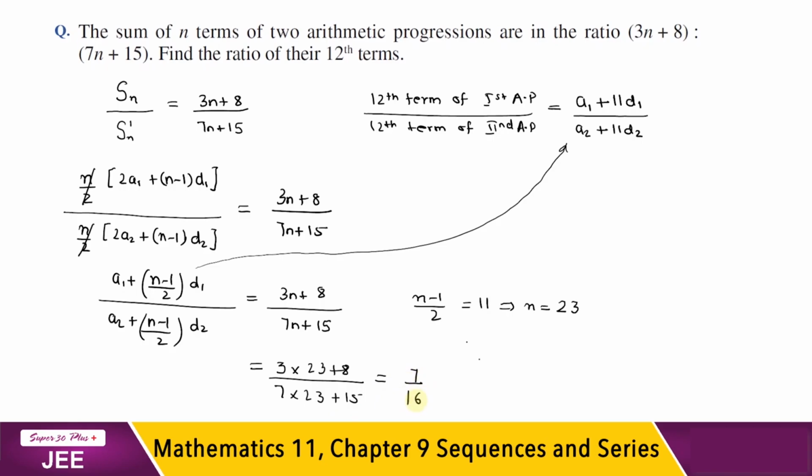So the ratio of 12th terms of these two APs is equal to what? 7 divided by 16. This is a good question, and a question like this has also been asked in the previous years of JEE Mains examination. So you must take a note from this question that we have just compared these two ratios and we have come to the conclusion that n minus 1 by 2 is equal to 11, which means n is equal to 23, gives us the value of this ratio which is asked in the question. Alright, I hope everybody must have understood this problem.